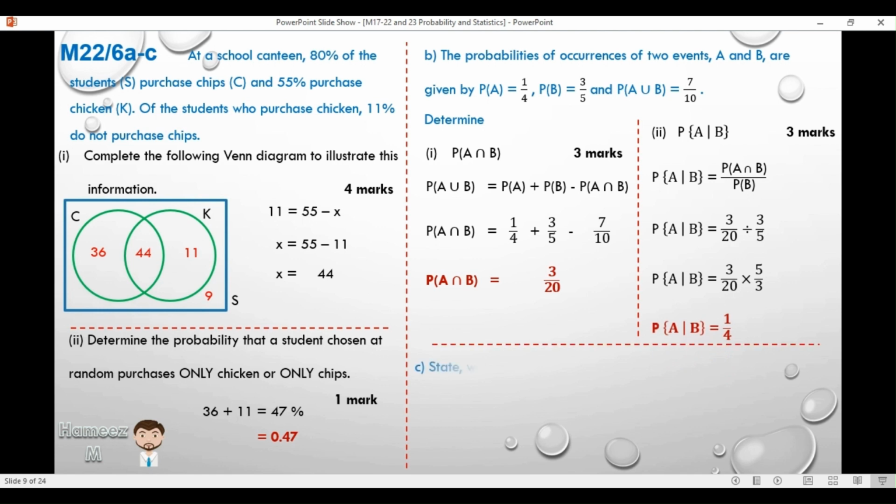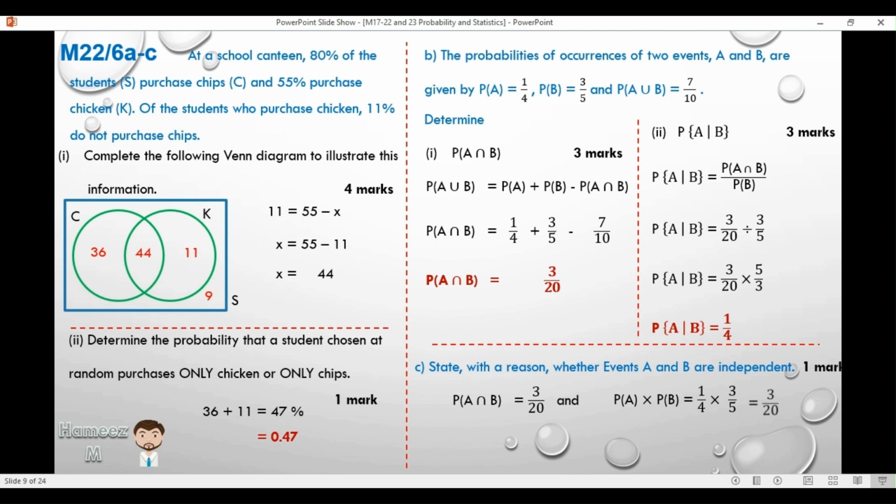Part C. State with a reason whether events A and B are independent. So we know that the probability of A intersect B is equal to 3 over 20. And what is the probability of A times the probability of B? 1/4 times 3/5, which works out to be 3 over 20. So we can see that the probability of A intersect B is the same as the probability of A times the probability of B. As such, the events are independent.